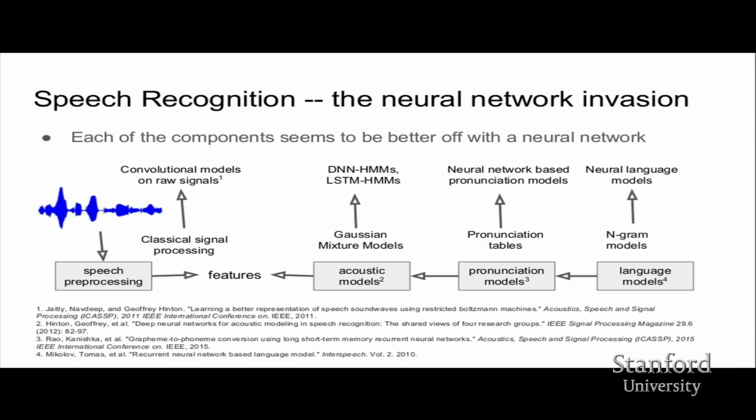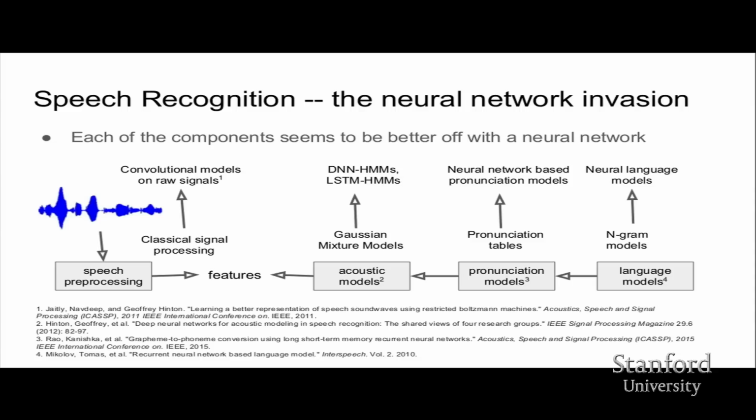Okay, so now welcome to the neural network invasion. Over time, people started noticing that each of these components could be done better if we used a neural network. So if you take an n-gram language model and you build a neural language model and feed that into a speech recognition system to rescore things that were produced by a first pass speech recognition system, then results are improved a lot.